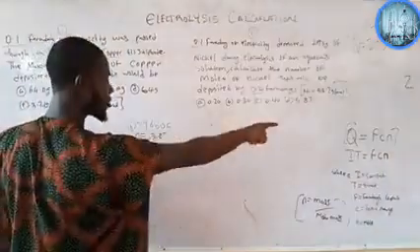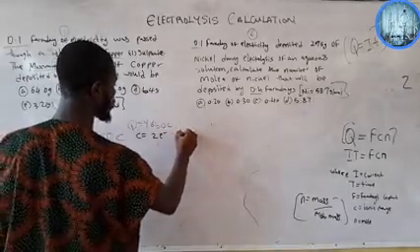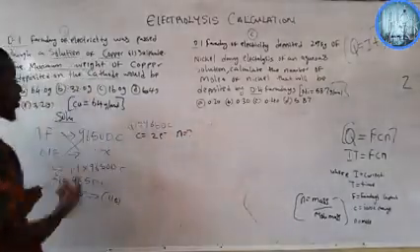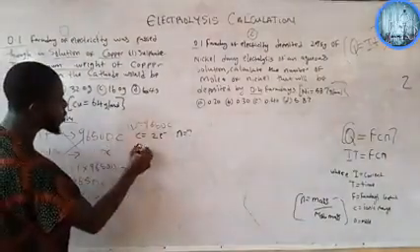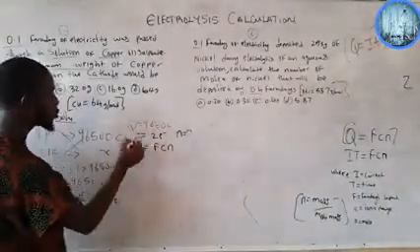Since we are looking for the mass, let's look for the number of moles first. The number of moles is unknown, so let's look for it using this formula. Then we can find the mass that was missing. So now Q equals FCN.